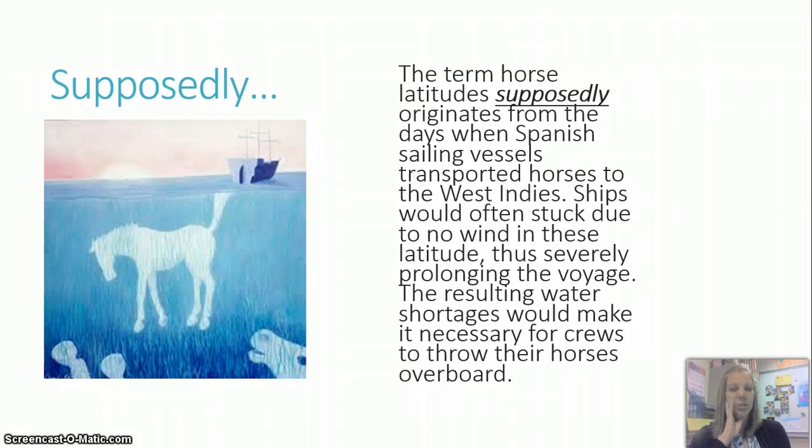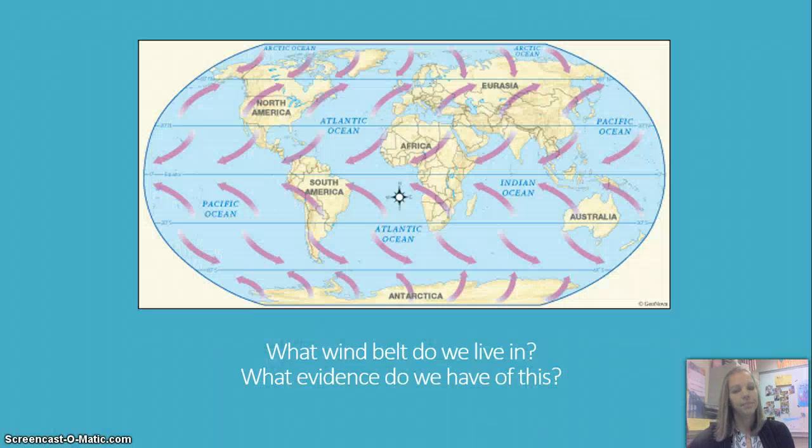Supposedly, this originates from the days when Spanish ships would try to cross the ocean carrying horses that were needed. Because they would get stuck for several days, maybe weeks, in the areas of the horse latitudes where there was no horizontal wind to help move the ships, they would have a lack of water and food. And so, because of the lack of water, they had to sacrifice some of the horses. They couldn't allow the horses to drink the water because they needed the water supply.